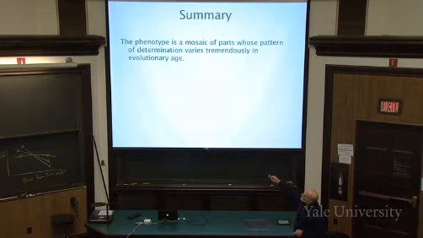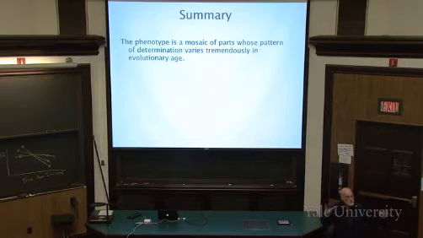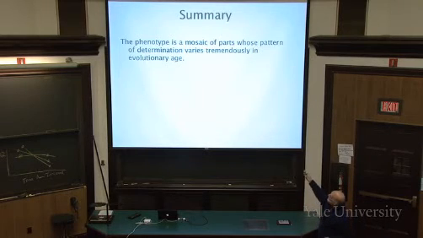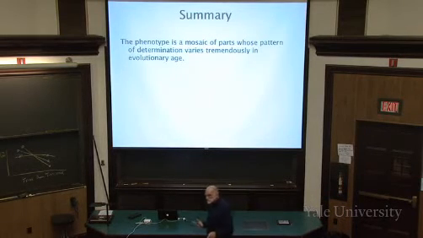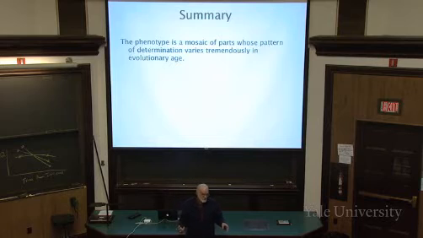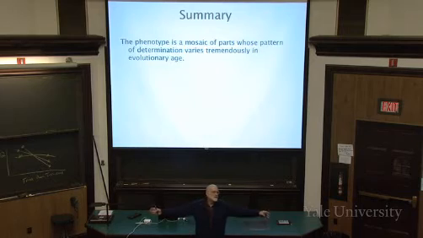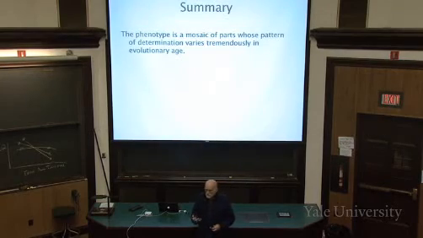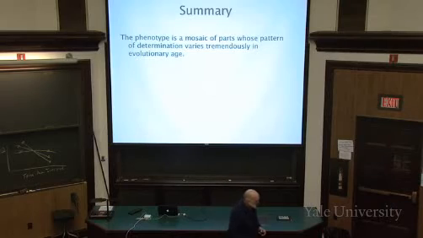To summarize my overview of it, what I want to emphasize is that the phenotype, the whole organism that you see, and the whole life cycle of that organism that you see, is a mosaic of parts. And their pattern of determination varies tremendously in evolutionary age. If you just look at my own body, the parts of me that are extremely old are the fact that I have 4 limbs and 5 fingers, and the parts of me that are evolutionarily relatively young are the size of my cerebral cortex and some other aspects of me.